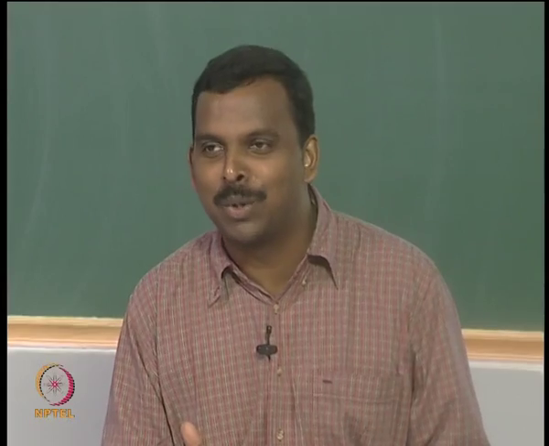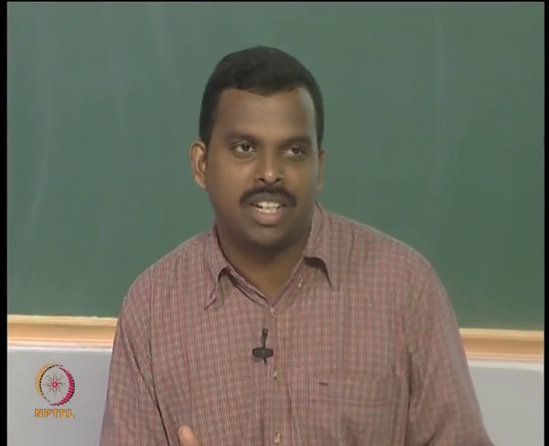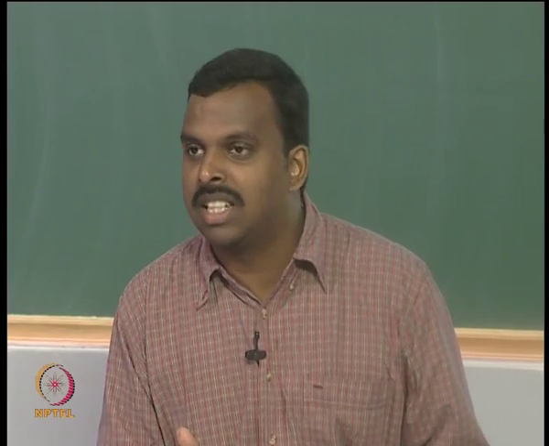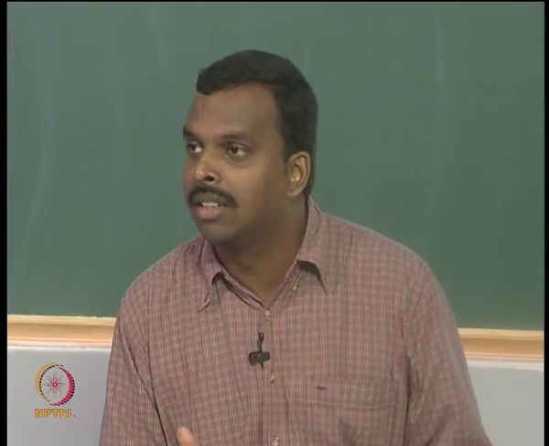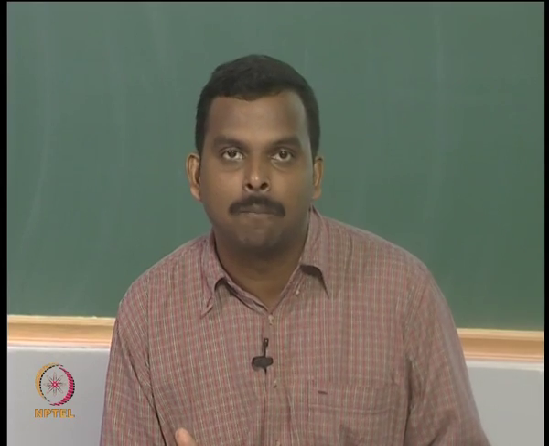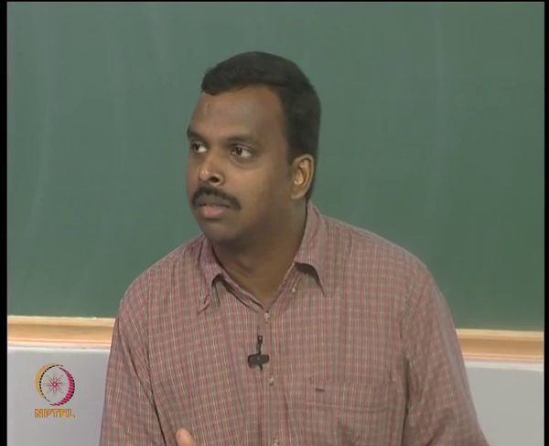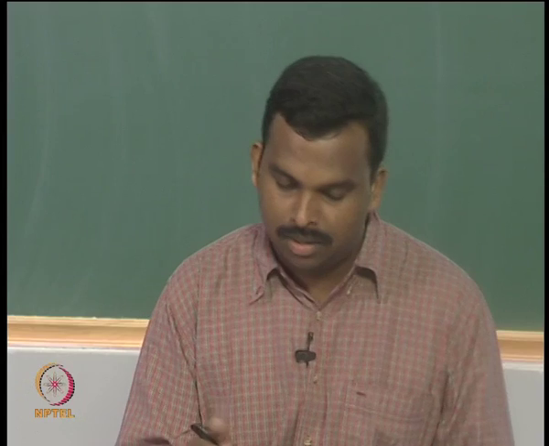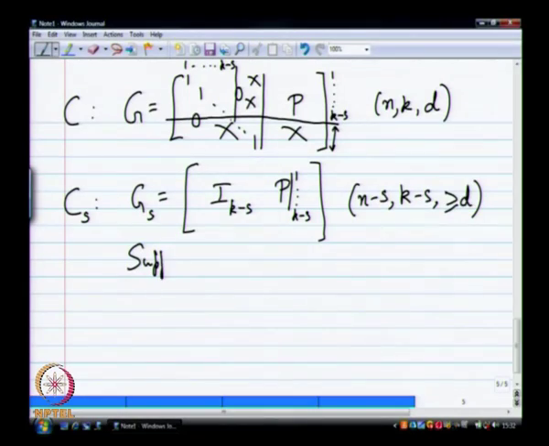If you have to write a precise proof, you have to write it in terms of contradiction. So you have to assume now, suppose C_S has a code word of weight, say, some d prime which is strictly less than d. Suppose C belongs to C_S, it is non-zero, and the weight of C is equal to some d prime which is strictly less than d.